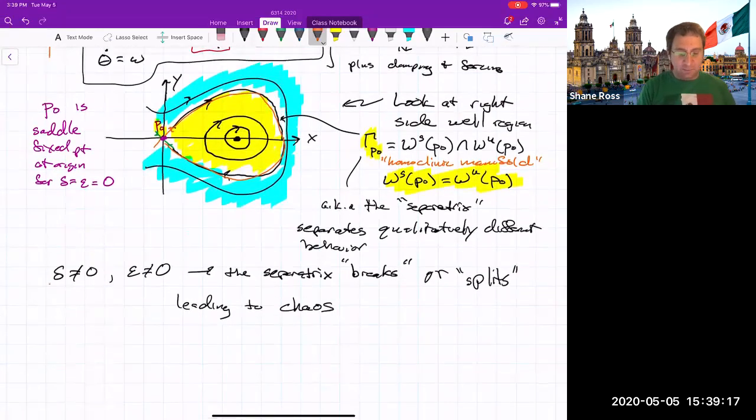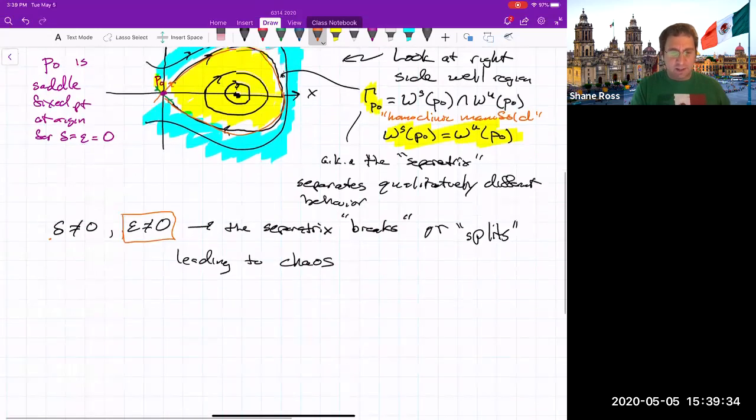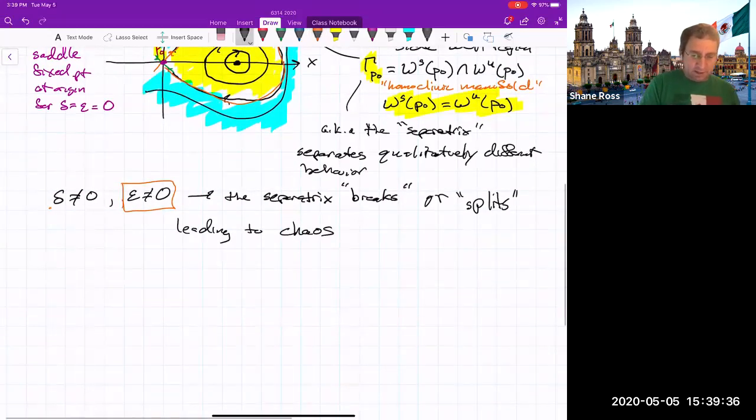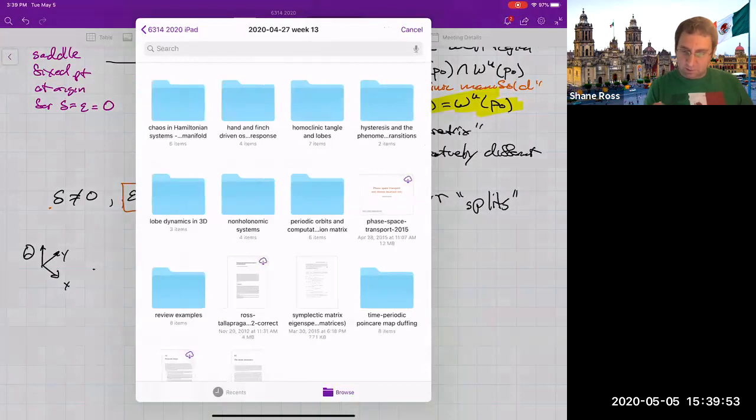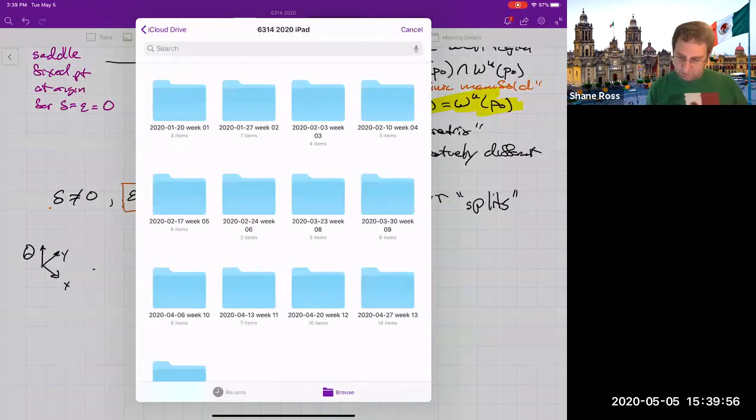We'll eventually add damping, but when we add forcing, so let epsilon not equal 0, then this homoclinic manifold, instead of being a surface, will end up breaking. What do I mean by it's a surface? If I now look at X and Y, and then I have a 3rd dimension, theta, we could draw that picture, and I will find the picture.